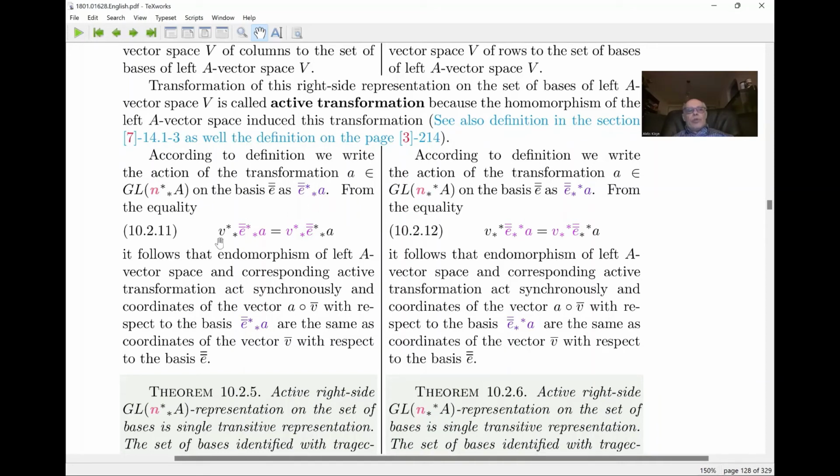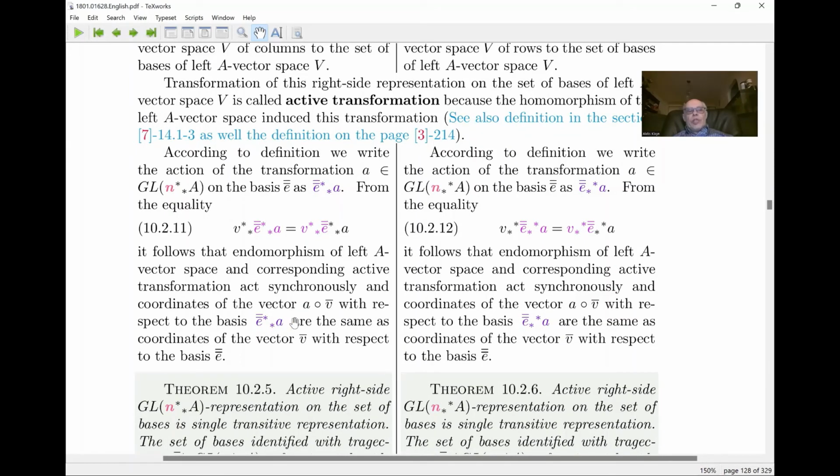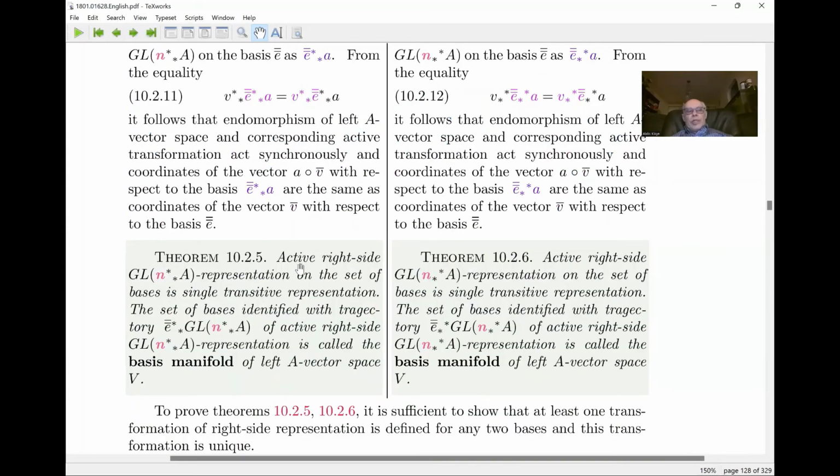From equality 211, it follows that an endomorphism of left A vector space and the corresponding active transformation act synchronously, and coordinates of the image of vector V with respect to the image of the basis E are the same as coordinates of the vector V with respect to the basis E.